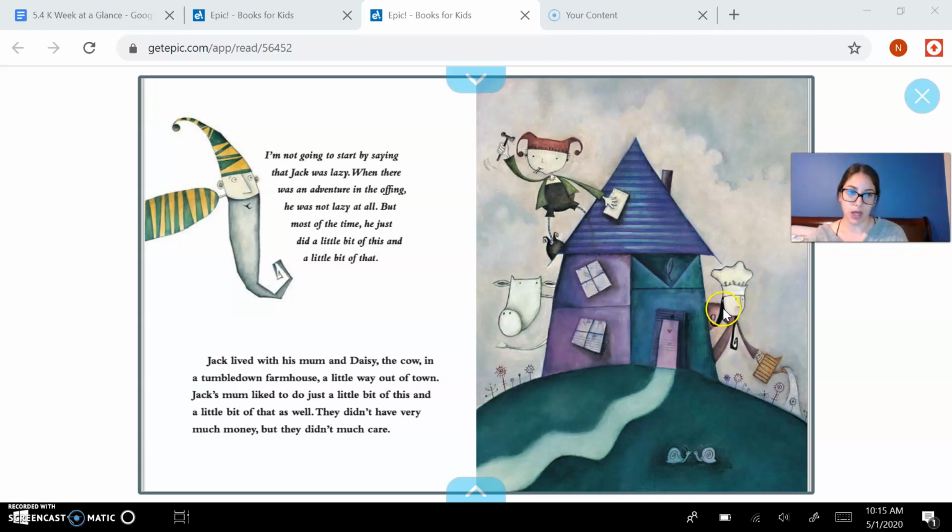So this must be his mom, and this must be Daisy the cow, and that's Jack, and this is their farmhouse.